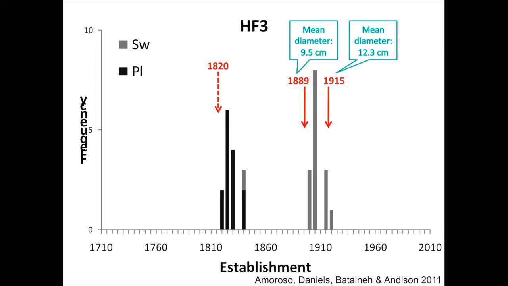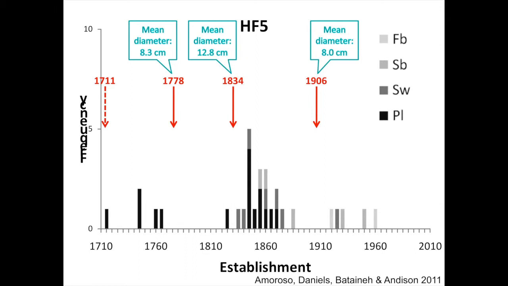The last one, this is the site that had a broader size distribution and its age distribution is also much more broad. And then we see also a cohort in the early to mid 1800s.